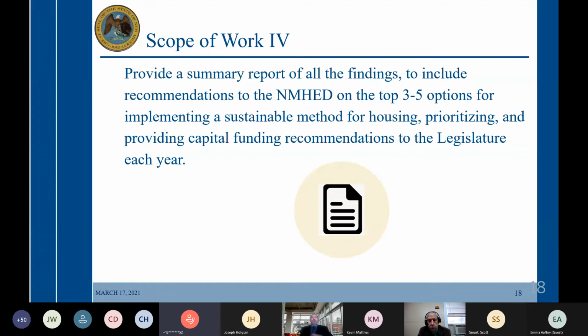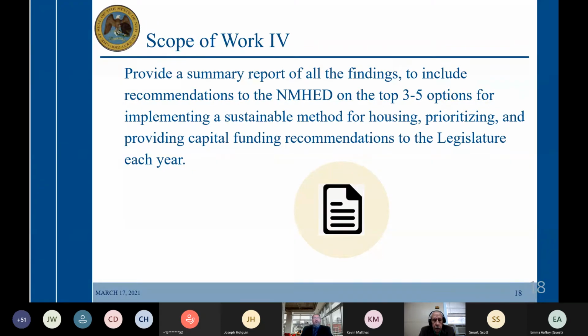And of course, then the final report, and as Gerald said, it is online. I went and reread it again last night to prepare for the meeting today. And the goal was to come up with a sustainable method for housing, prioritizing, and making recommendations to the legislature. And I think that's important to remember, that HED makes the recommendations to the legislature.